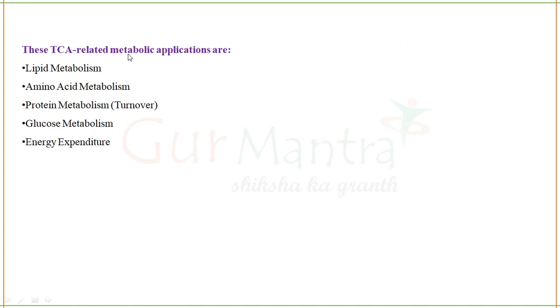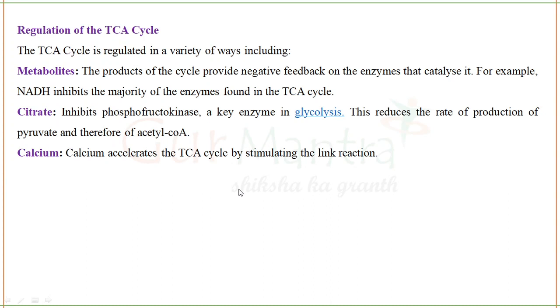So what are the metabolic applications of the TCA cycle? It is involved in lipid metabolism, amino acid metabolism, protein metabolism and turnover, glucose metabolism and energy expenditure. So regulation of the TCA cycle, very important metabolites. The NADH which is produced in the TCA cycle can inhibit major enzymes. Okay, so you see the product can inhibit the enzyme. Here we call it negative feedback.